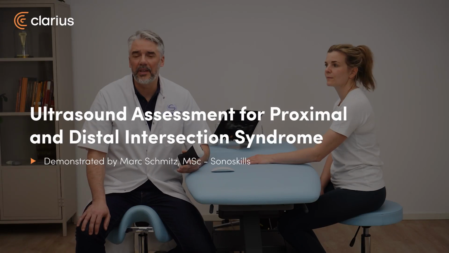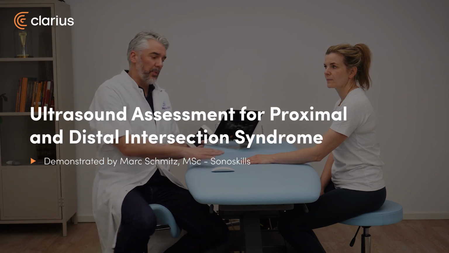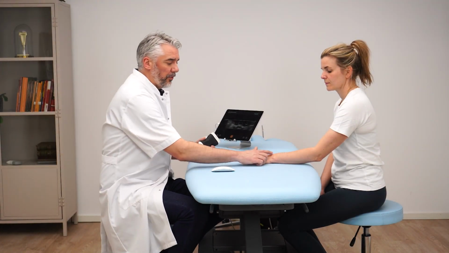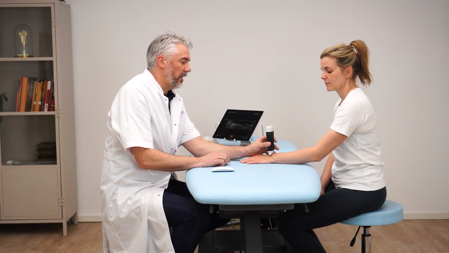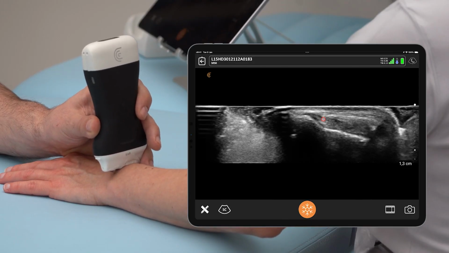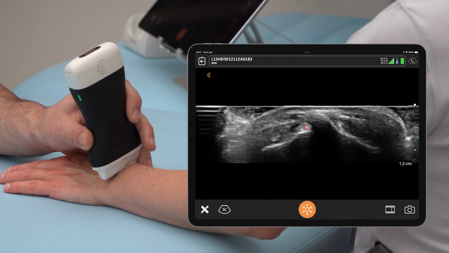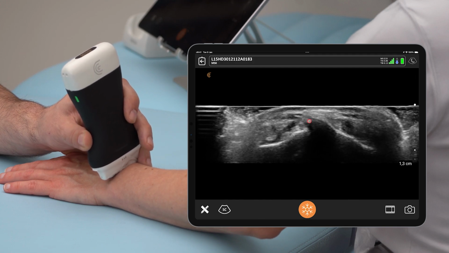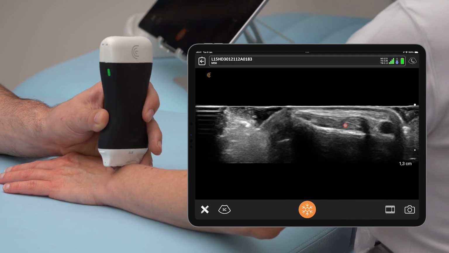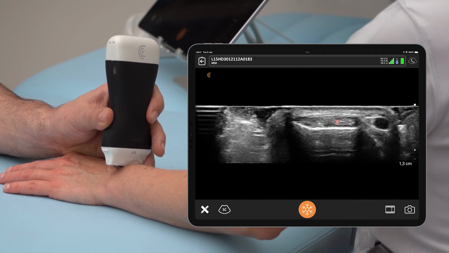To scan for proximal and distal intersection syndrome, the patient is seated on the other side of the table, hand placed on the table, and then the first point to find is Lister's tubercle as a landmark. So we can see Lister's tubercle right here, with on the ulnar side compartment number 3, the extensor pollicis longus, and on the radial side compartment number 2, the extensor carpi radialis brevis and the extensor carpi radialis longus.